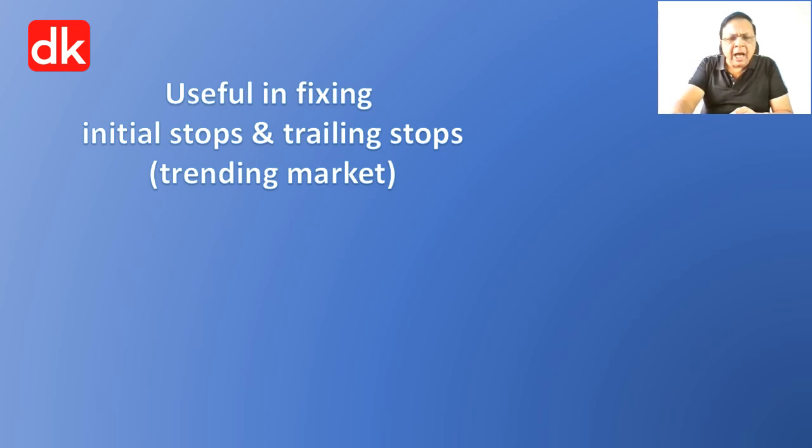So let us understand how it can help us and why it helps us to fix the initial stop loss and trailing stop loss. The moment you know the change in the direction of the market, because as I have shared with you, in an uptrending market, the dots will appear below the candlestick.